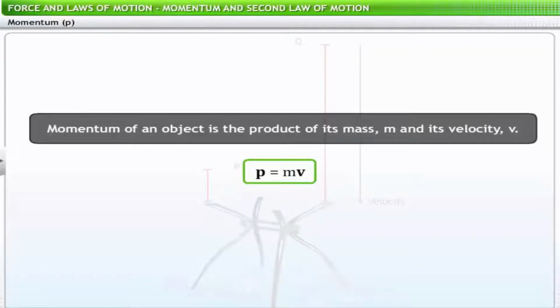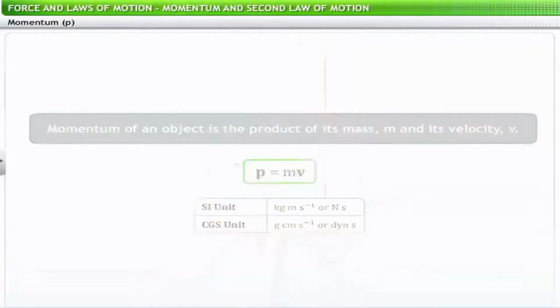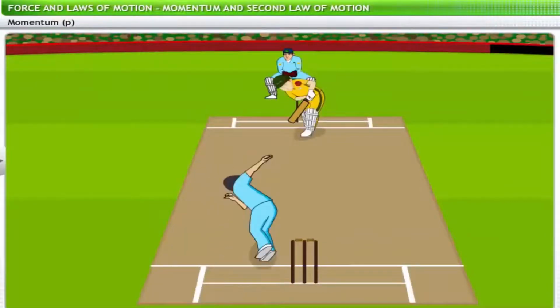Momentum is a vector quantity. It is measured in kilogram meter per second or Newton second in the SI system, and in gram centimeter per second or dyne second in the CGS system. Because of its momentum, a fast-paced cricket ball can hit and hurt the batsman or the wicket-keeper if the batsman is not able to play the ball properly. That's why batsmen on the cricket field wear protective helmets and body pads to prevent possible injury.